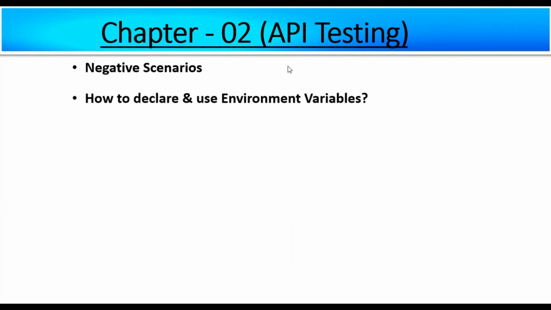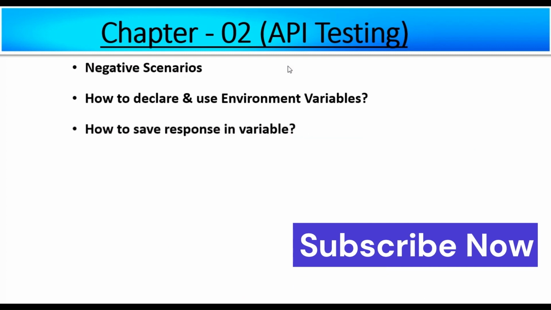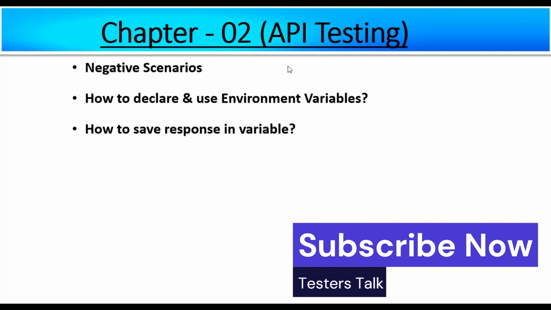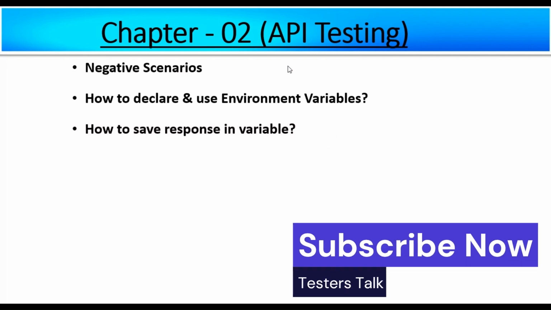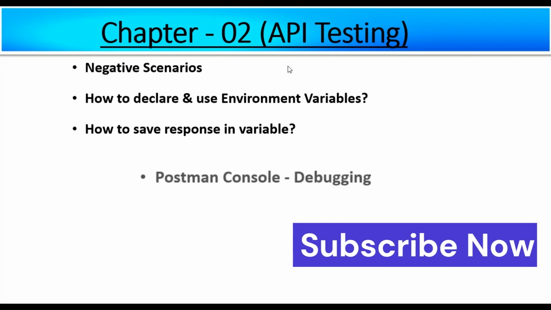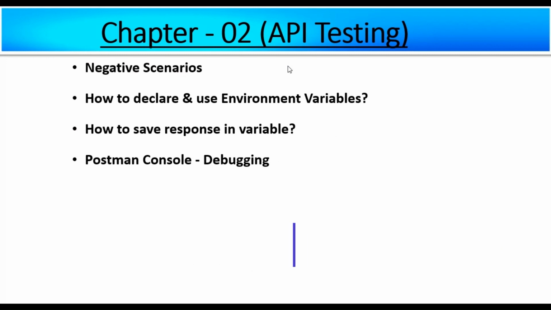Then I will discuss how to declare and use environment variables. Then we will see how to save the response of any API in a variable so that we can use that particular variable value in further APIs. Then I will discuss how to use the Postman console for debugging any issues in the API.